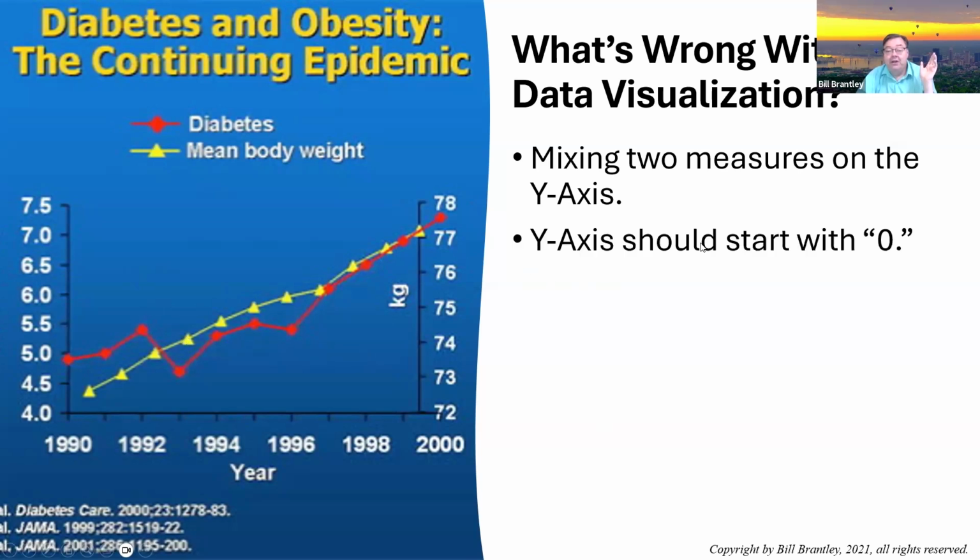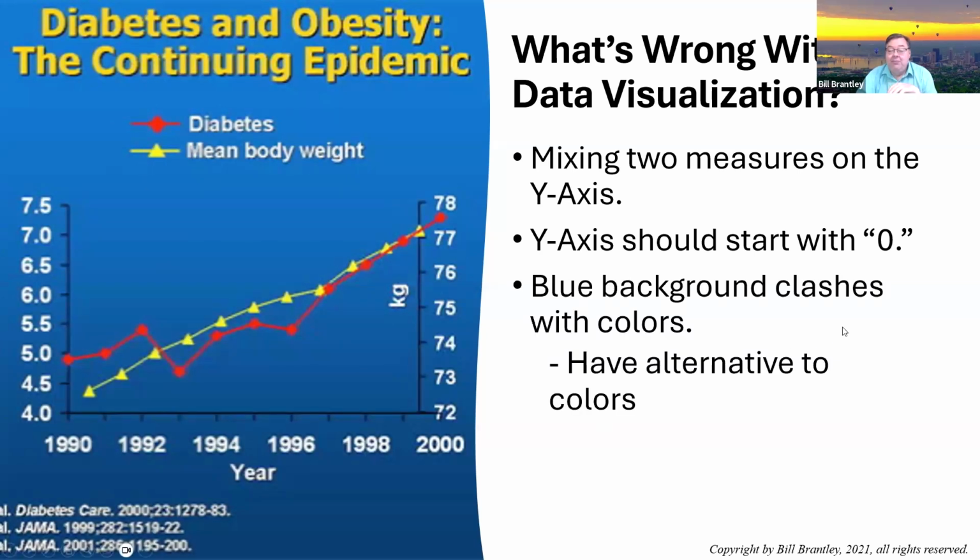Now, I will give the folks this: the y-axis should start at 0. That's a key point. If you've ever read the book How to Lie with Statistics, that's a point right there. And the blue background clashes with the colors. This is very important for folks. You may have people that have color blindness or low vision. For example, I have blue-green color blindness, so sometimes when people throw blue and green together, I'm not seeing the distinction.